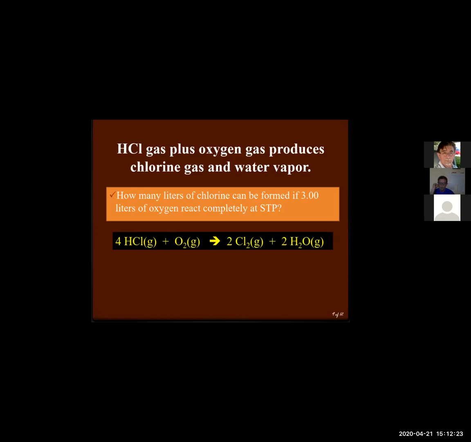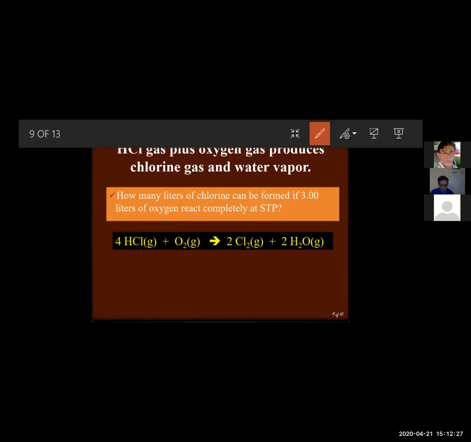Well, before we do anything, we need a balanced chemical reaction. So based on what we're given, hydrochloric acid reacting with oxygen gives us chlorine gas and water. Everything's in the gas phase, so the states are all G. And now we go back and balance it, and you should end up with 4 hydrochloric acids, 1 oxygen, 2 chlorine gases, and 2 waters.